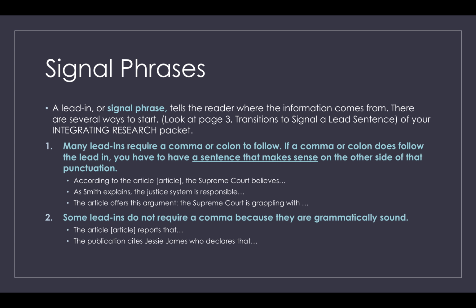Signal phrases. So signal phrases are really important, and every sort of instructor has their kind of pet peeve, and for me, this is mine. Signal phrases mean that you can't have a quote just by itself. You have to have one or two words that either lead into or lead out of the quote. So a lot of what we call signal phrases or lead-ins have a comma or colon that follows. So it's something like, according to the article, blah, comma, and then you have the quote.